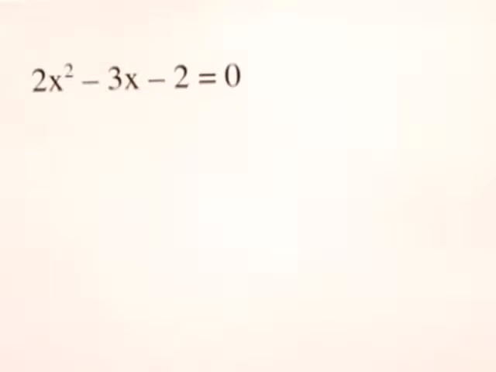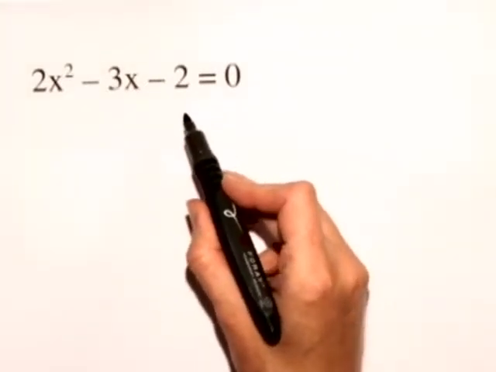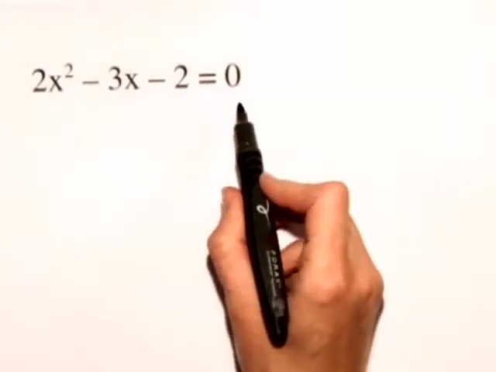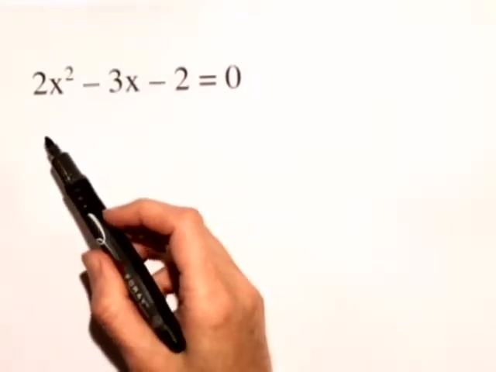For our next problem, we'll solve a quadratic equation. We have 2x squared minus 3x minus 2 is equal to 0. When we have a quadratic equation and it's in standard form where we have 0 on one side, we can try to solve this by factoring it.